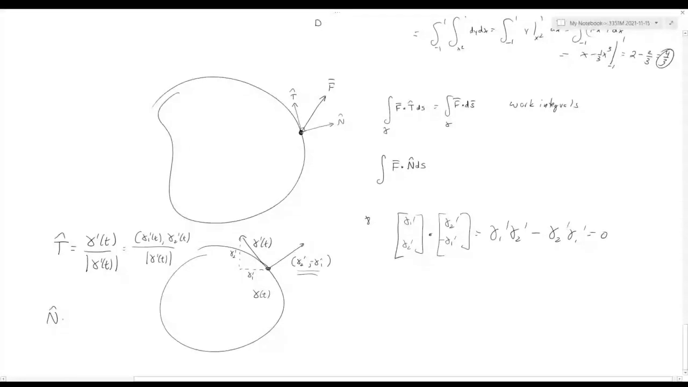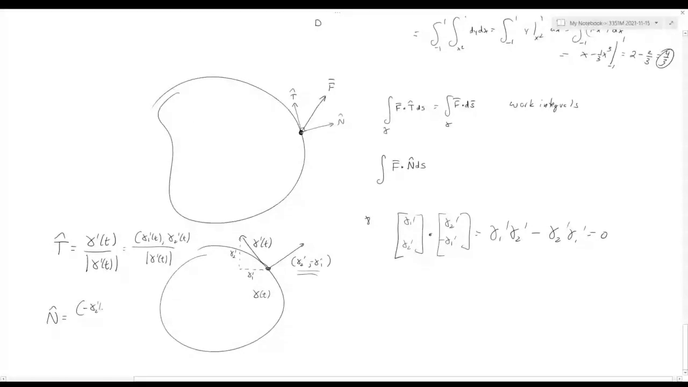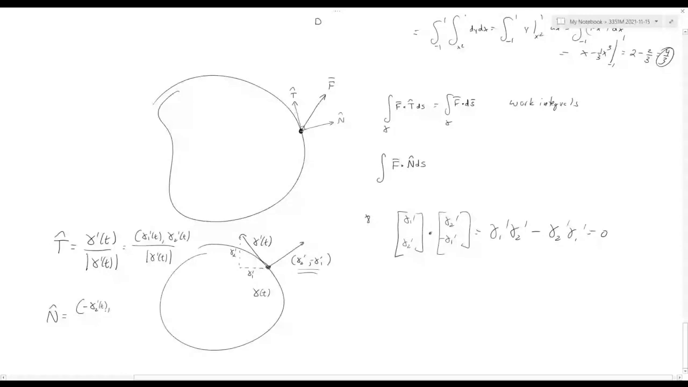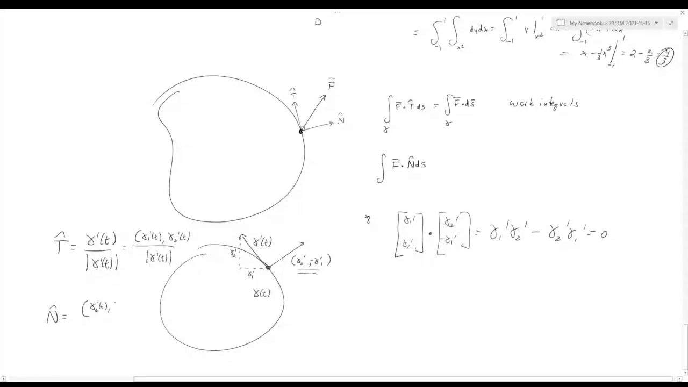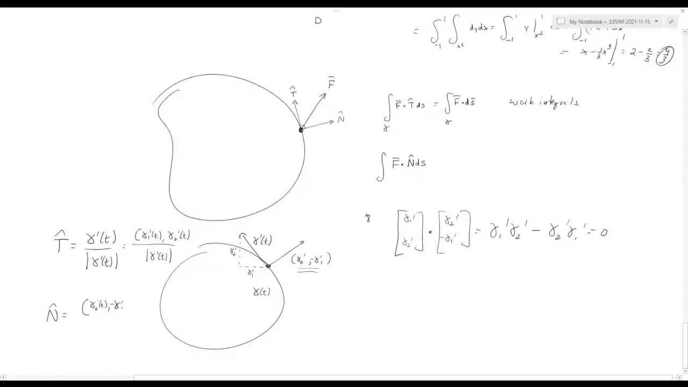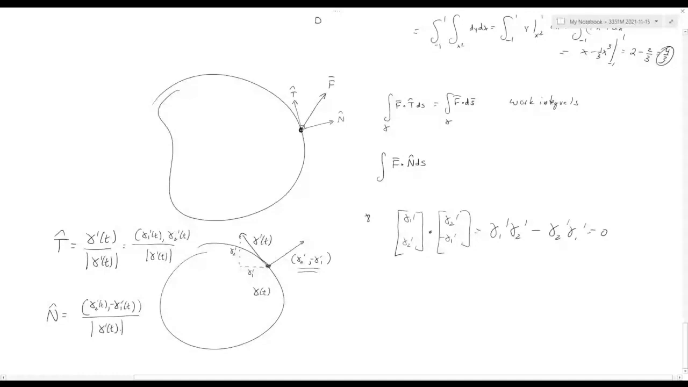So we'd say that the unit normal is gamma 2 prime for the first component, and the second component is minus gamma 1 prime. And it's a unit normal, so we're going to divide by the magnitude. All right.